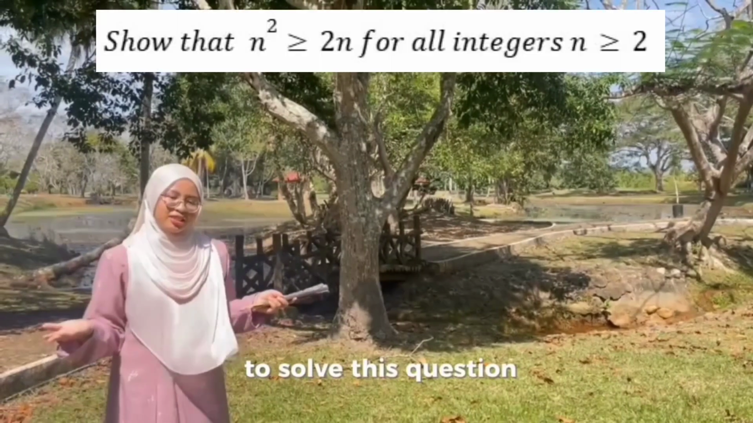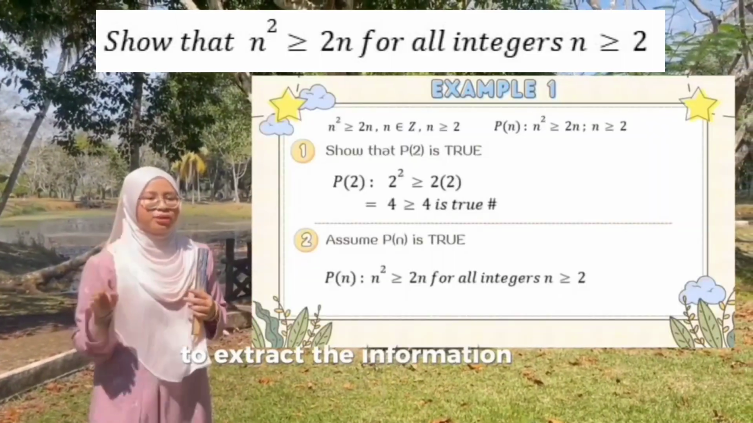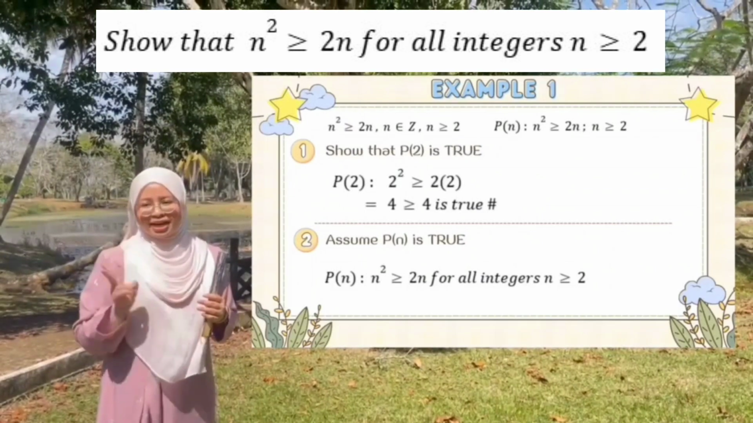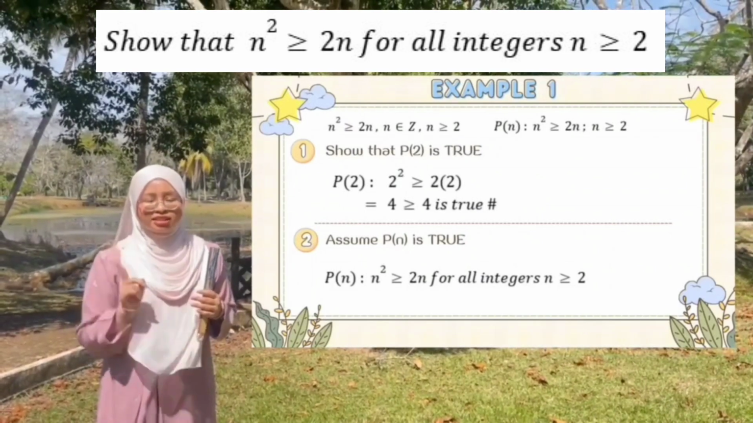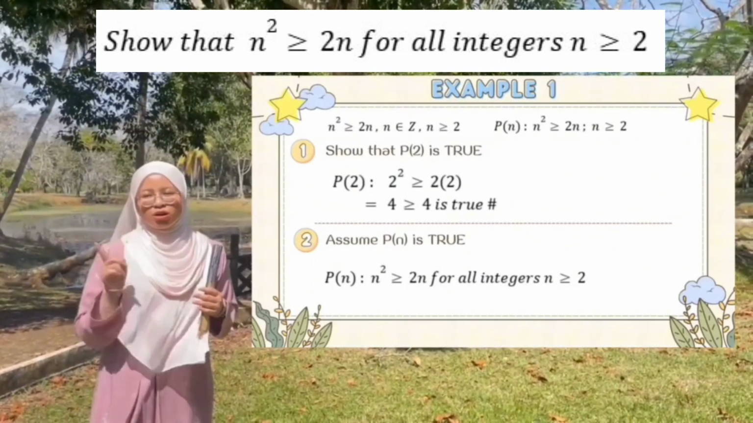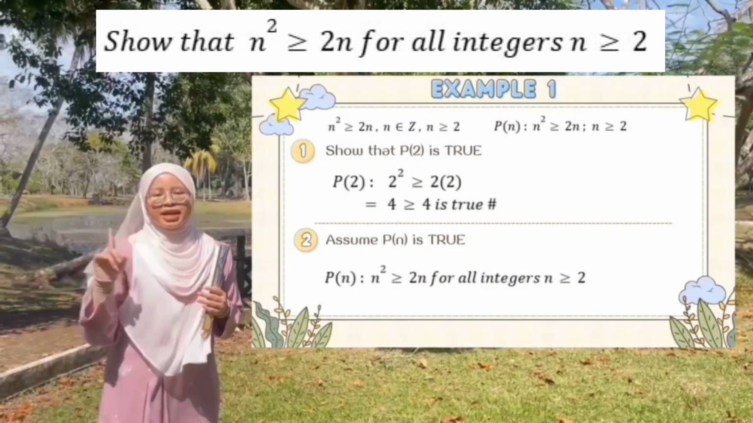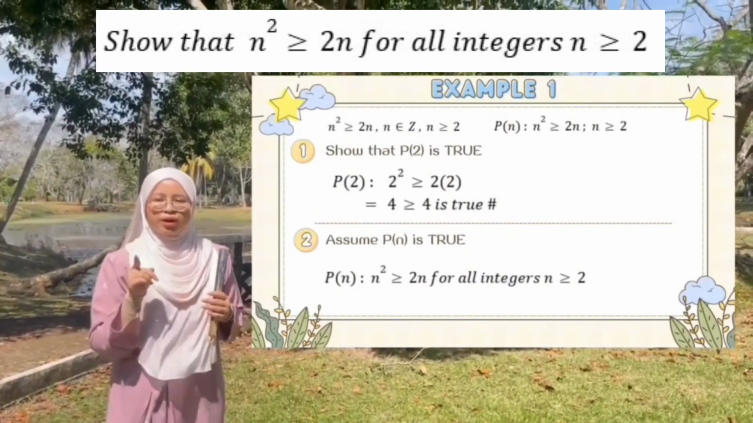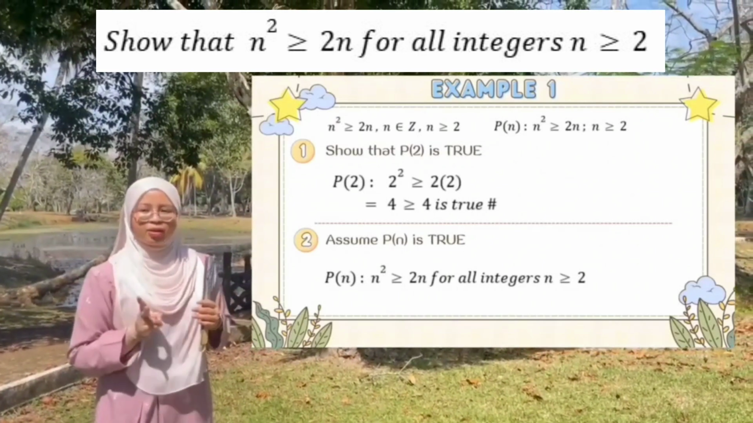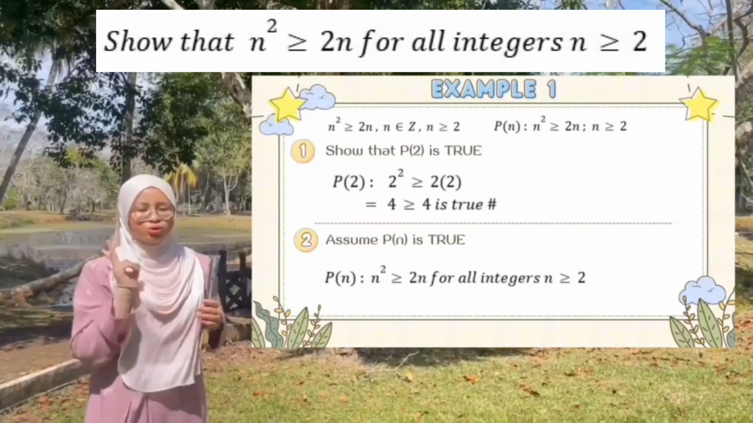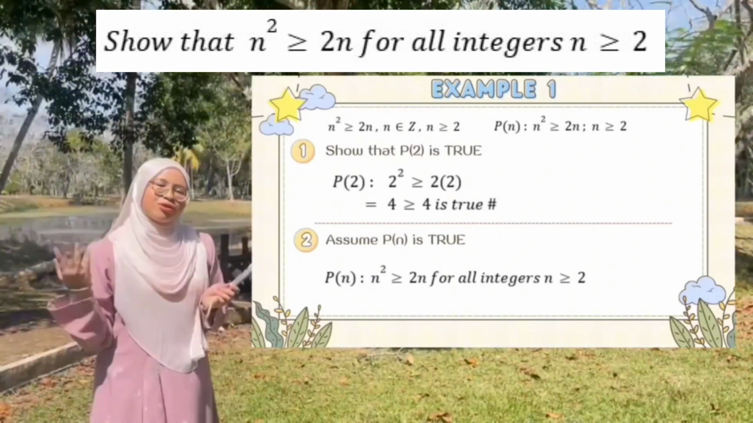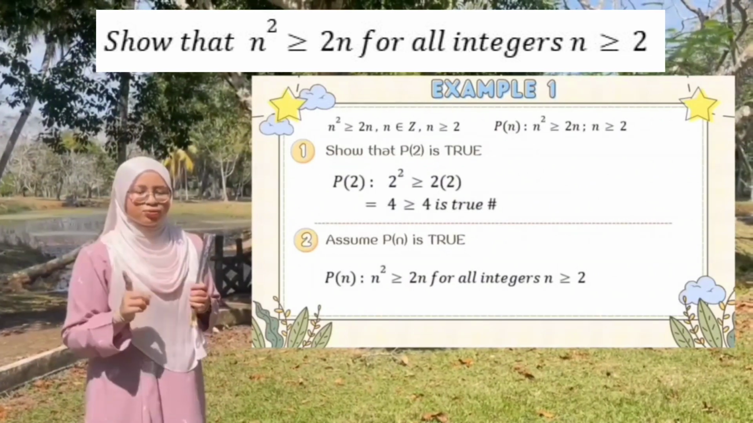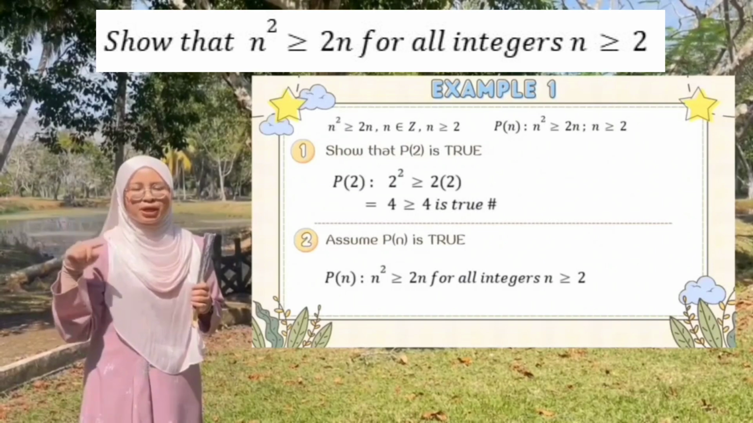To solve this question, first, we need to extract the information from the question itself, where n squared is bigger than or equal to 2n, where n is an integer, and n is bigger than or equal to 2. The Pn that we can build is Pn equals n squared bigger than or equal to 2n, where n is bigger than or equal to 2. By following the 3 steps of the concept of mathematical induction, the first is show that P1 is true.